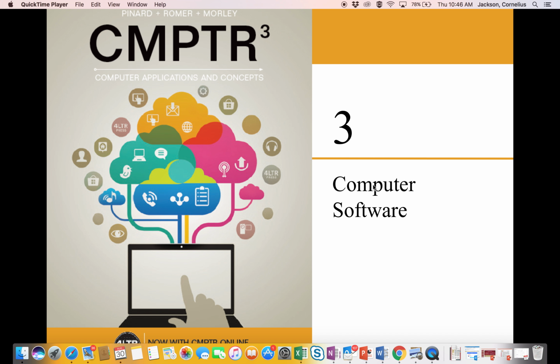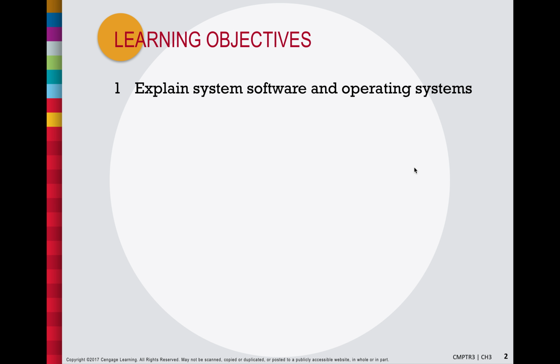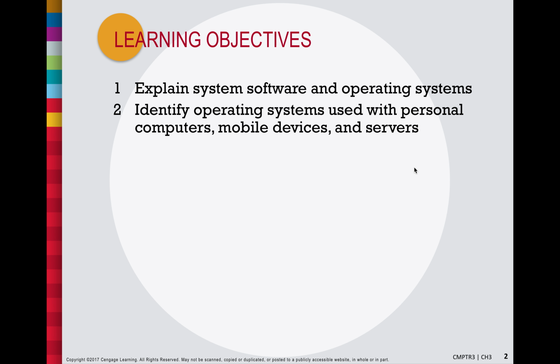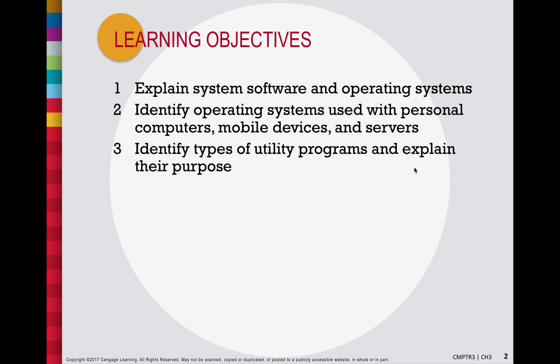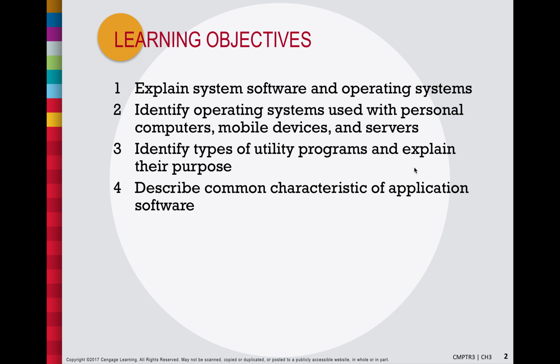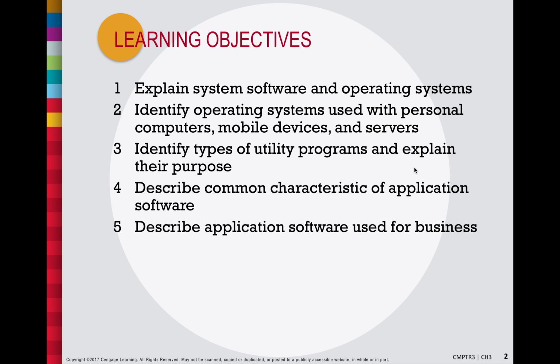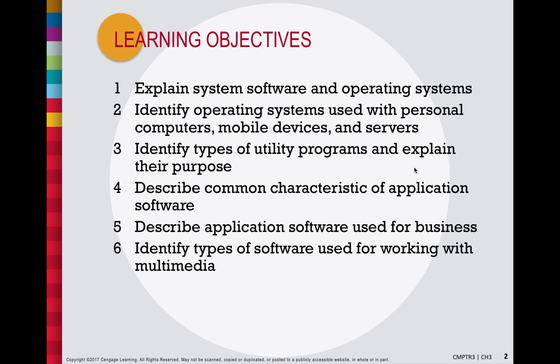All right, so talking about computer software. Here are our learning objectives. We want to explain system software and operating systems, and identify operating systems and how they're used for personal computers, mobile devices, and servers. We also want to identify the utility programs and explain their purpose, describe the common characteristics of applications and software, describe application software used for business, identify types of software used for working with multimedia platforms, and then describe other types of application software.